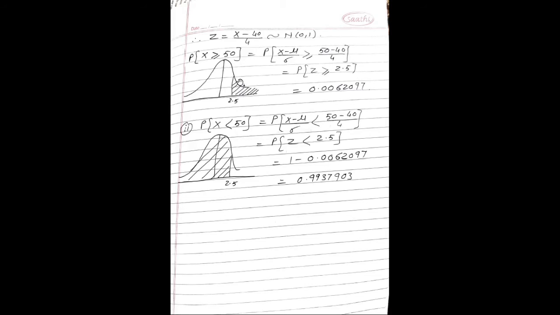Draw the curve. 2.5 will come on the right hand side of the curve and we want the greater part. So greater part means we have to shade the portion which is the tail part of the curve. We know that if I see the value of 2.5 in the 0 column, I am getting the value as 0.00062097, which is the direct answer I am getting here.